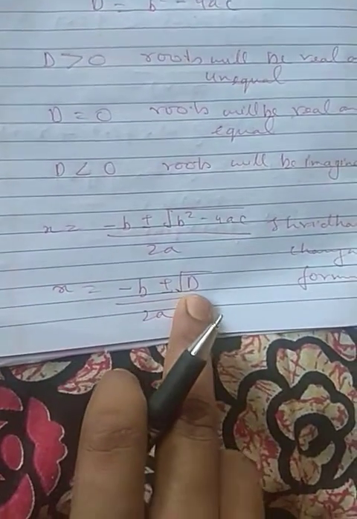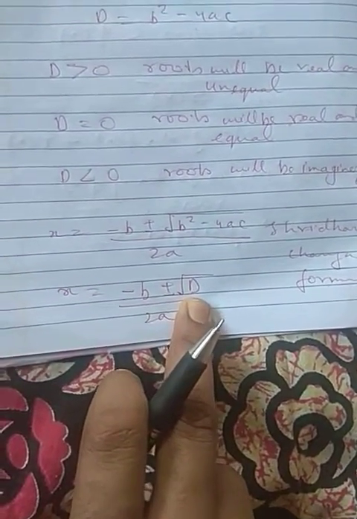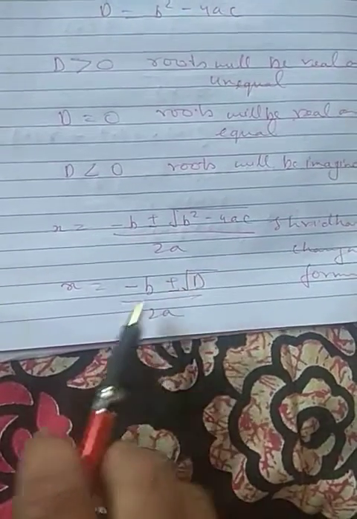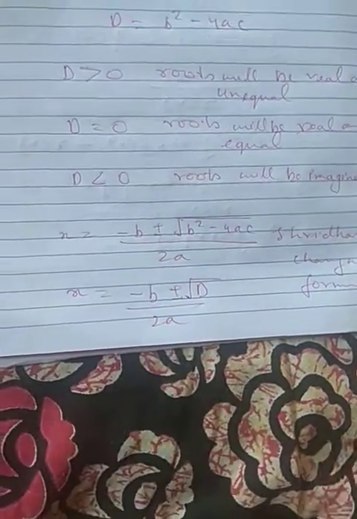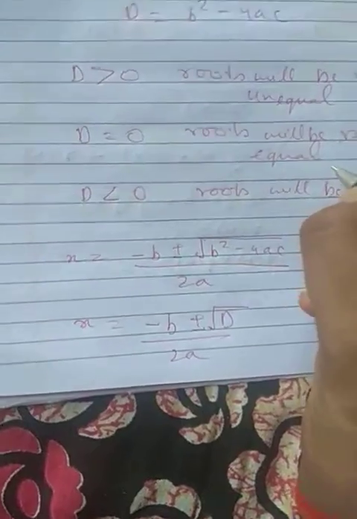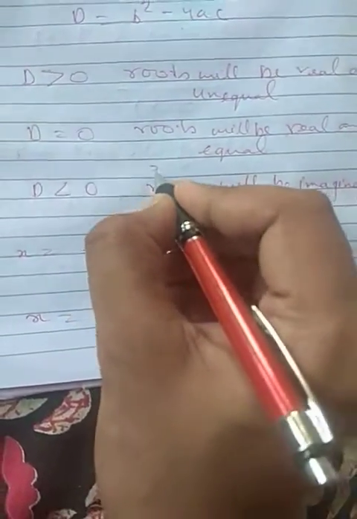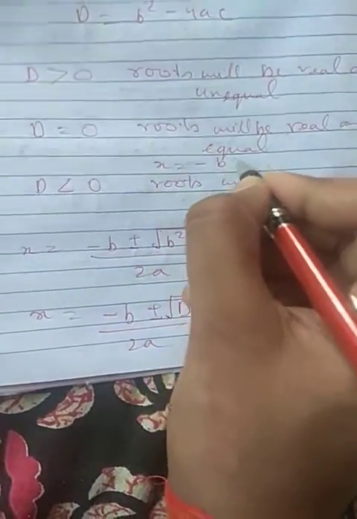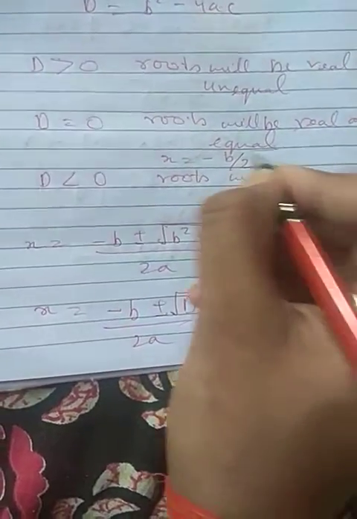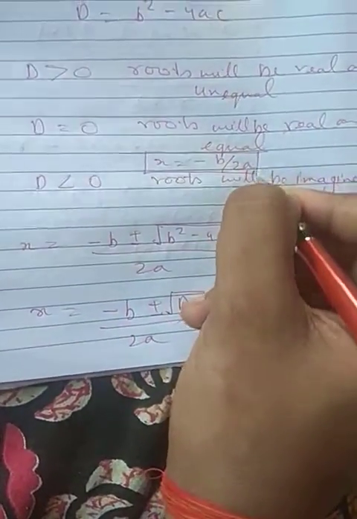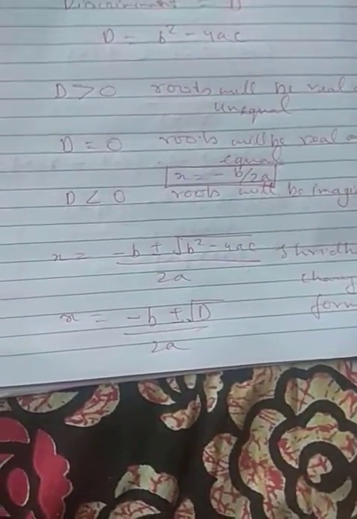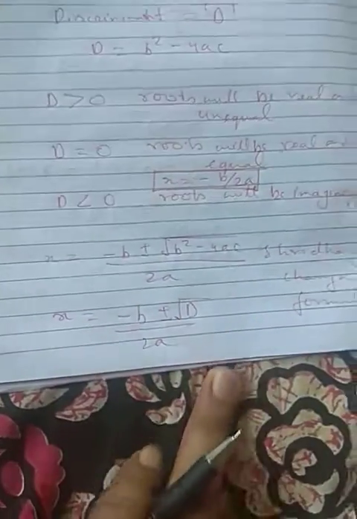If D equals 0, this term will vanish, and only minus b by 2a will be the result. D equals 0 gives the result x equals minus b by 2a. Both the roots will be x equals minus b by 2a.